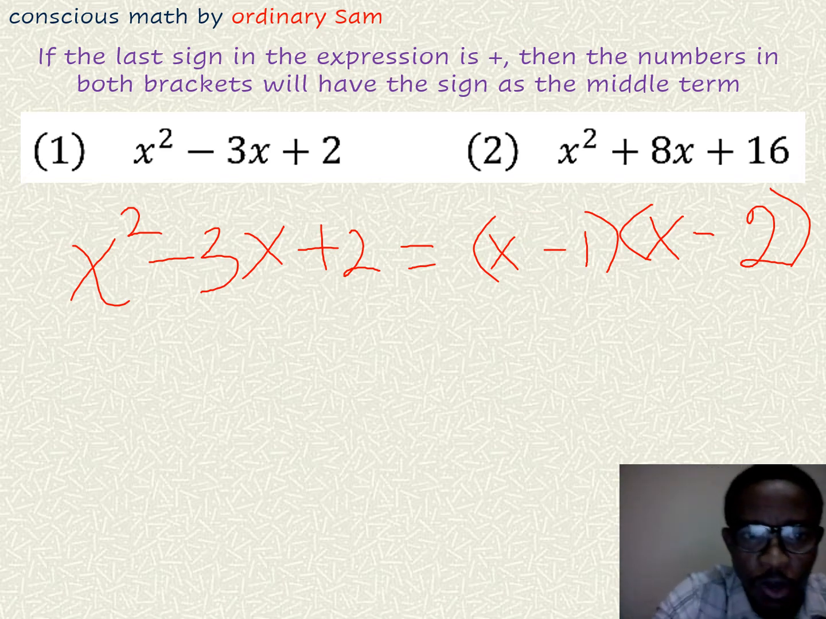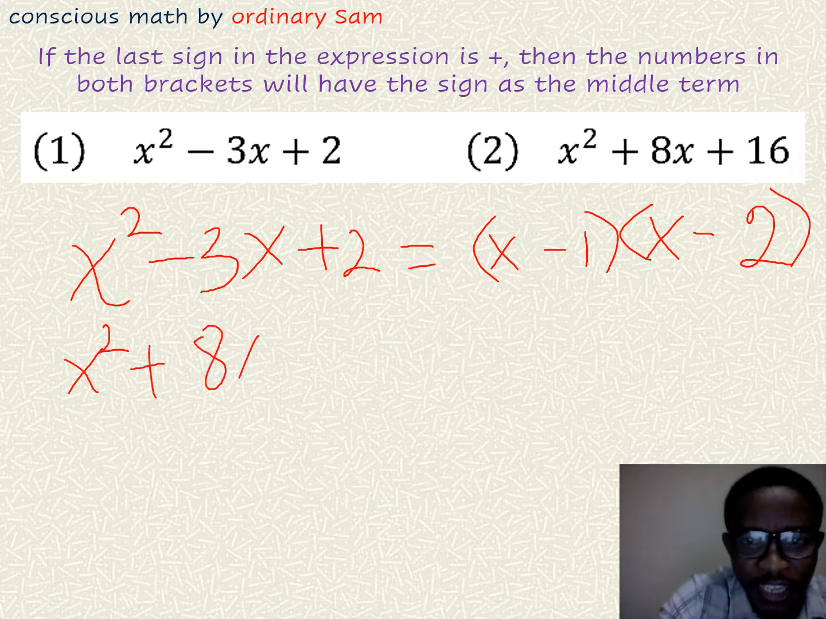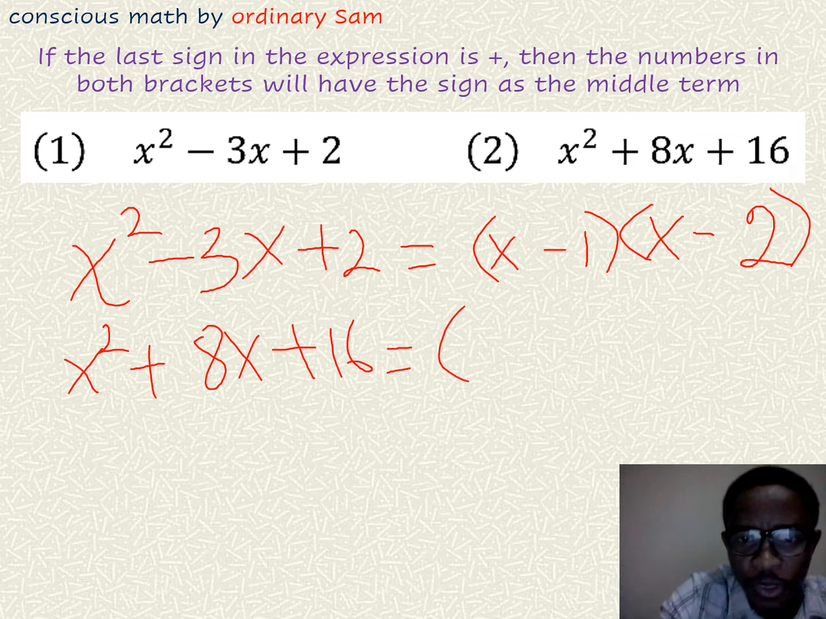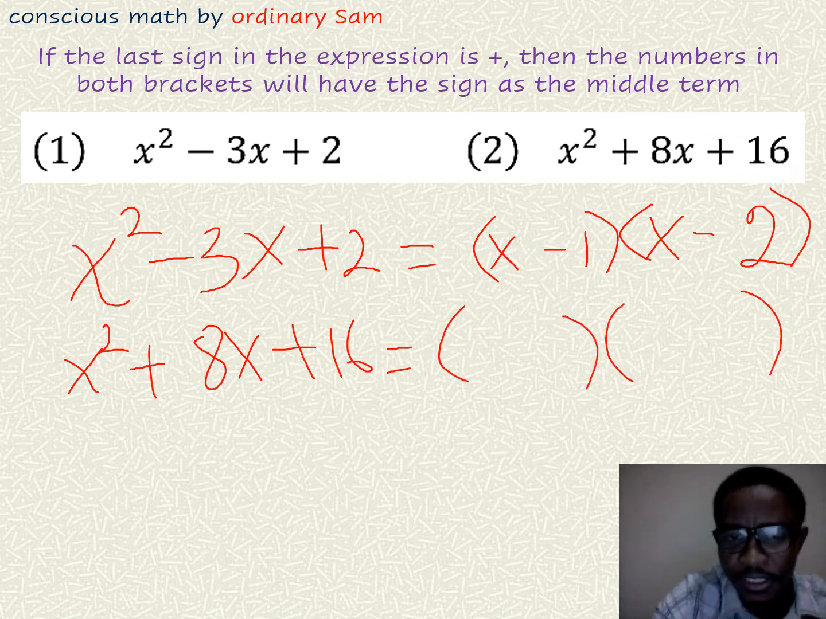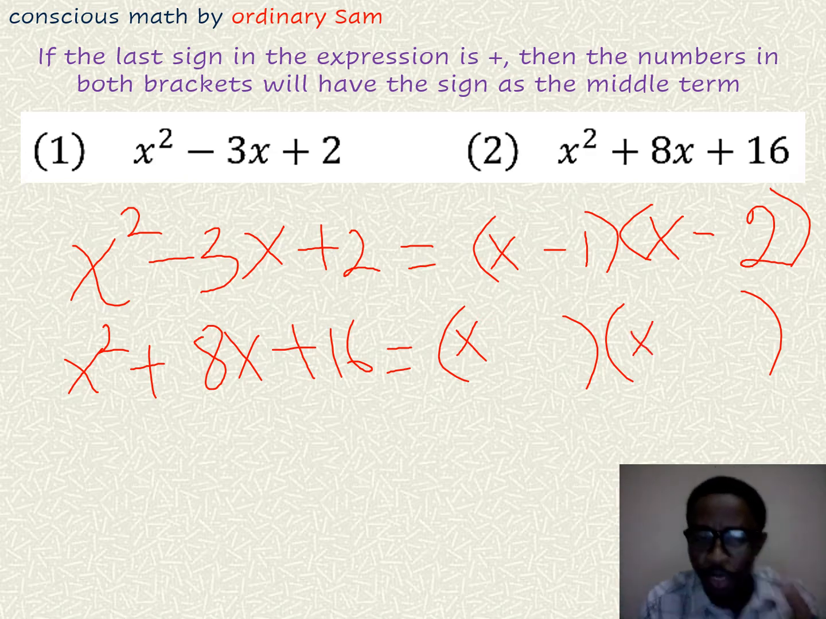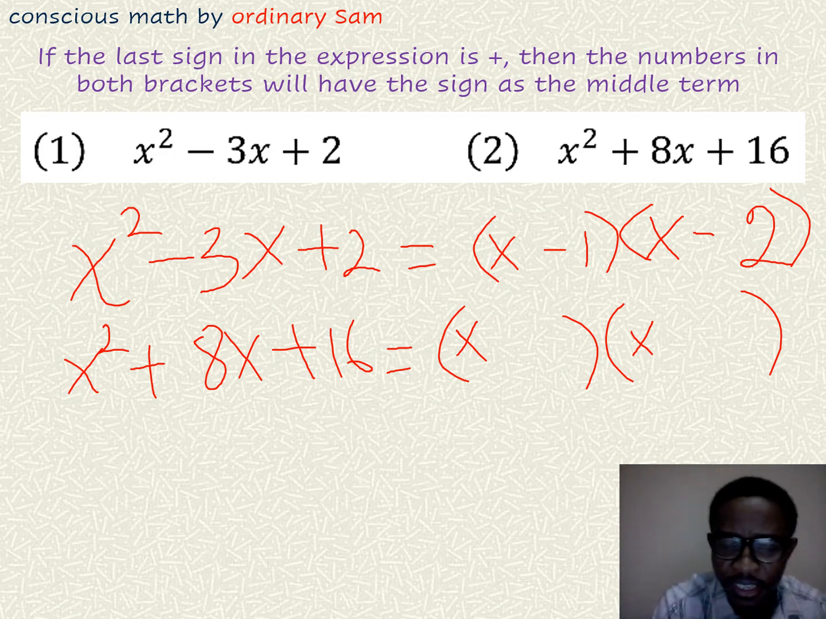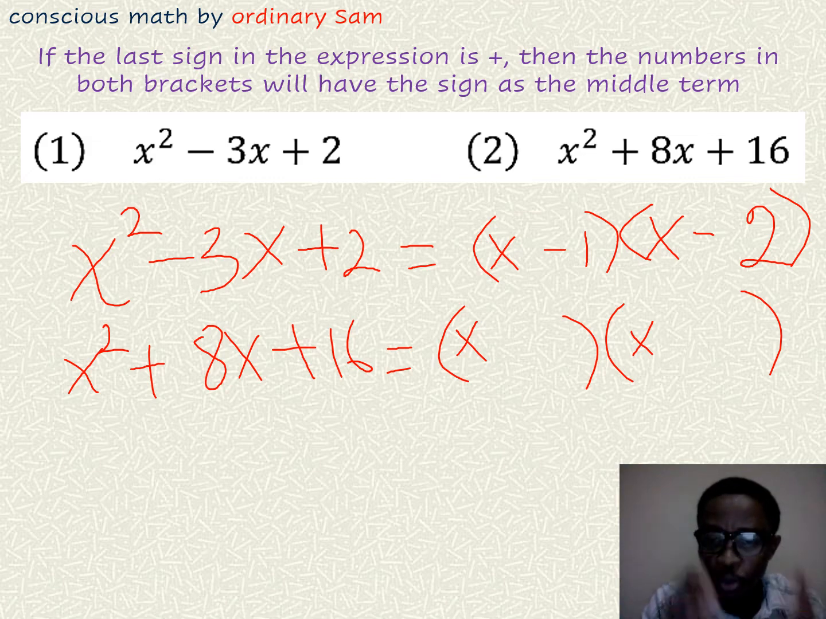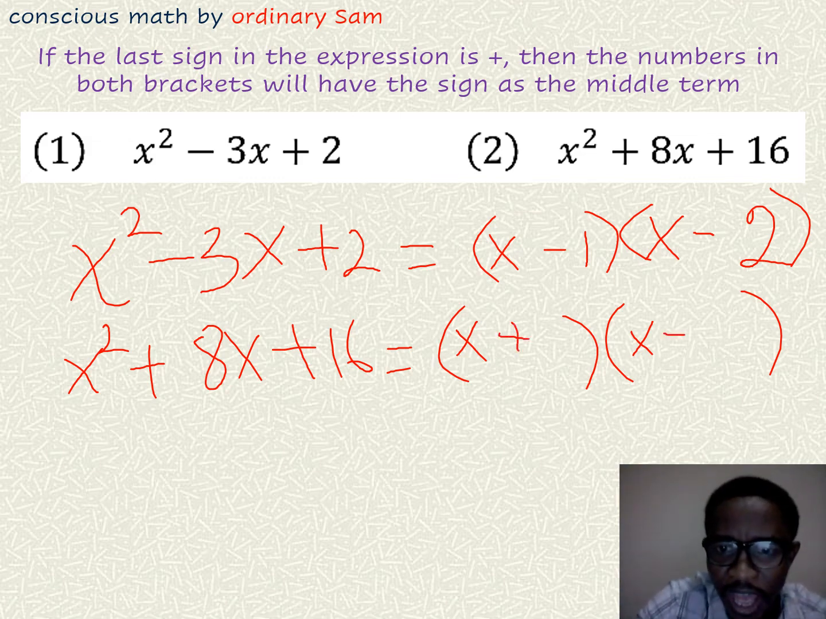Now, check the second one. X squared plus 8x plus 16 is equal to, open this bracket and the other bracket. The variable is x and x. The last term is a plus, so I go to the middle term. What sign is there? That's a plus. That sign should be produced in the two brackets. So a plus and a plus.